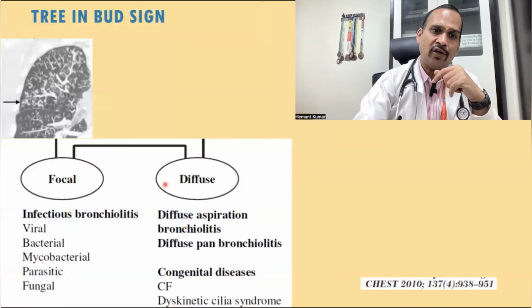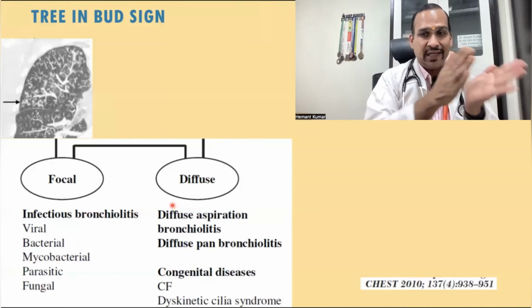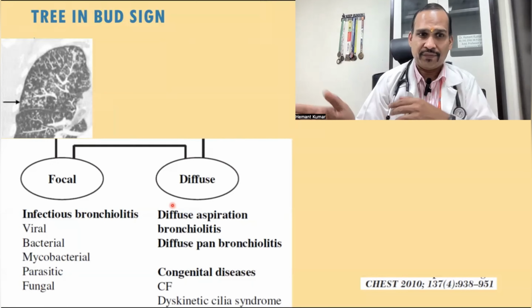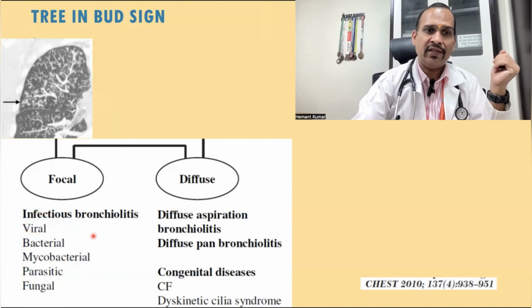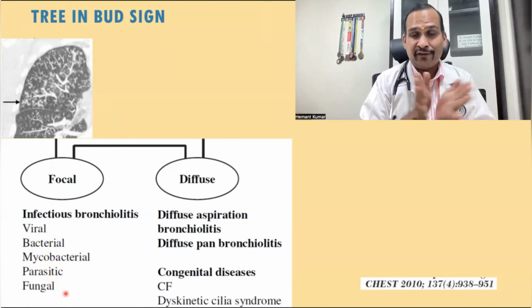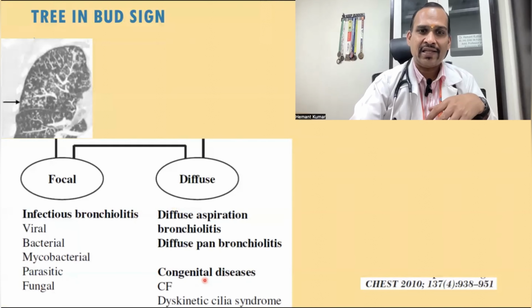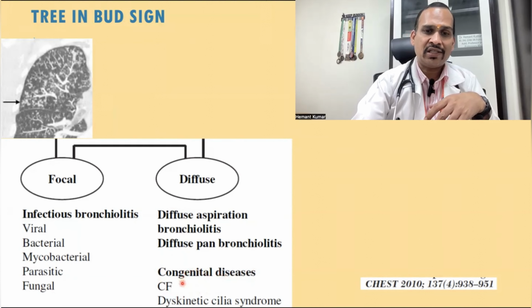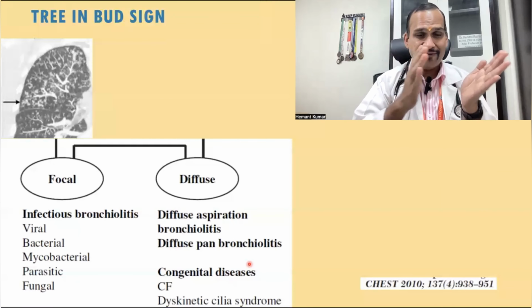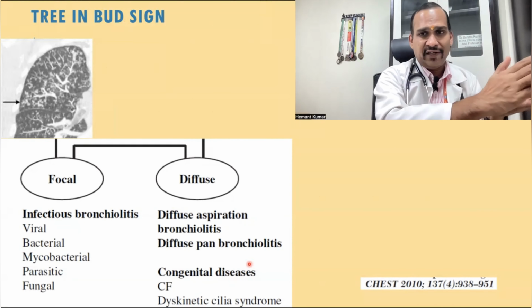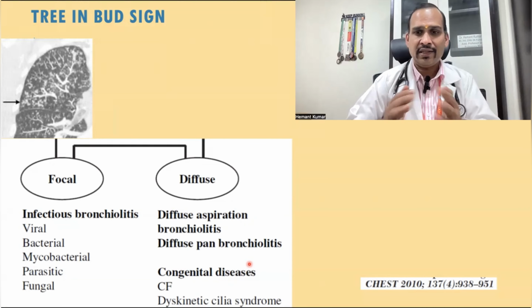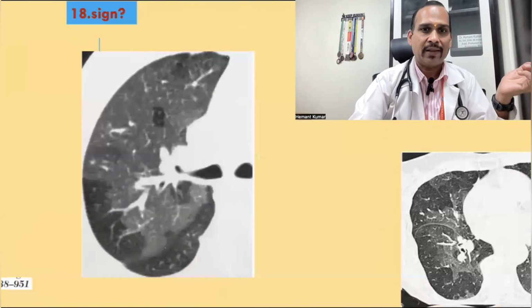So it can be focal or diffuse. If it is focal, meaning some segment or lobe is involved, then the differential diagnosis would be infectious bronchiolitis like viral, bacterial, mycobacterial, parasitic, or fungal. If it is diffuse, involving both lungs, then the problem is some systemic disease like congenital disease, cystic fibrosis, or dyskinetic cilia syndrome. This may be because of diffuse aspiration bronchiolitis or diffuse panbronchiolitis. So we must differentiate. If focal is there, then different differential diagnosis. If it is diffuse, then there are other differential diagnosis. This is tree in bud appearance.